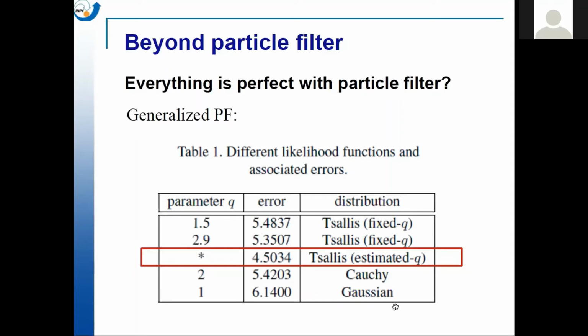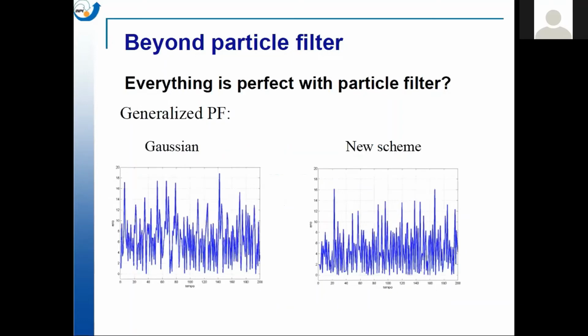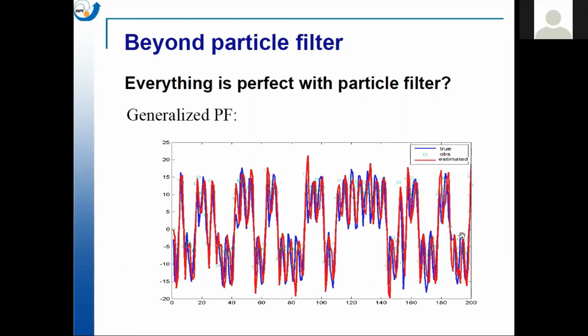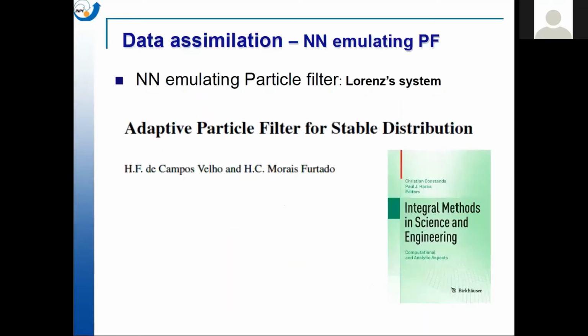But if you use a standard particle filter, you are going to estimate the best value for the Q parameter, and then you can arrive at the lowest error, 4.5. Okay, and here you are going to see the Gaussian and new scheme. And again, this is a generalized particle filter, and if you are interested, you can adapt it.